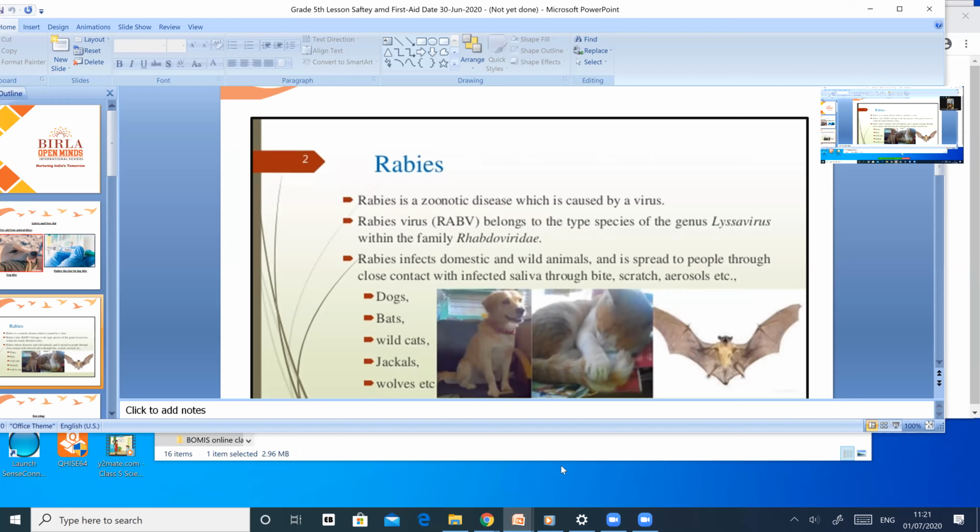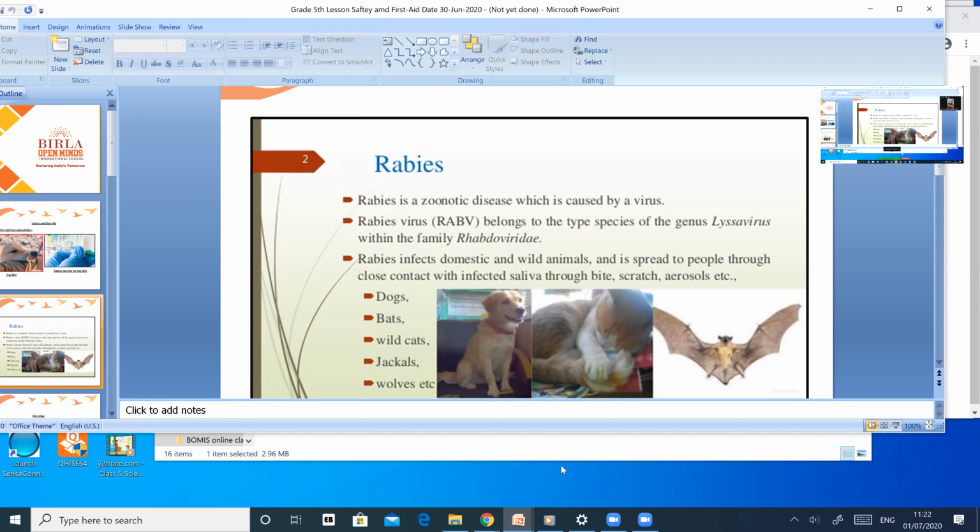So in rabies, what happens? Rabies is caused by the rabies virus. This virus is present inside infected animals, like dogs, bats, wild cats, or domestic animals such as cats. When they are infected and loosely moving outside on the roads like stray or wild animals, they have a chance of transmitting the disease.